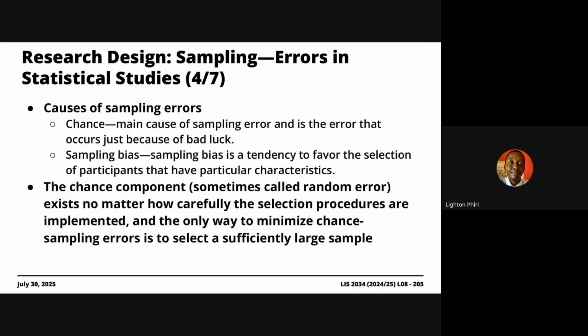Now, a few causes for these sampling errors are things like chance. Remember, this particular example here is tied to probability sampling, is it? Everything is by chance.